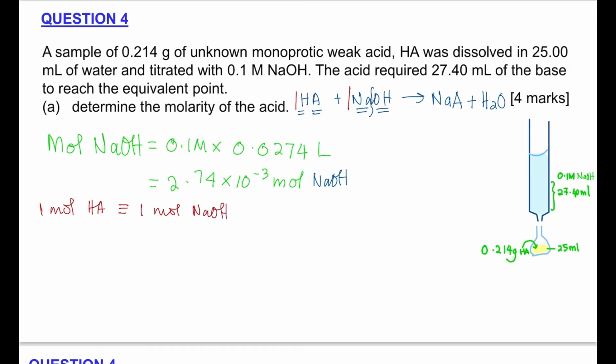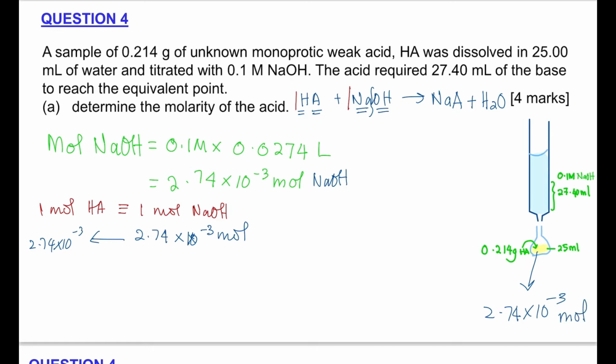The sodium hydroxide required is 2.74 × 10^-3 mole. That means we need the same number of moles of acid. So the number of moles of acid is 2.74 × 10^-3 mole.